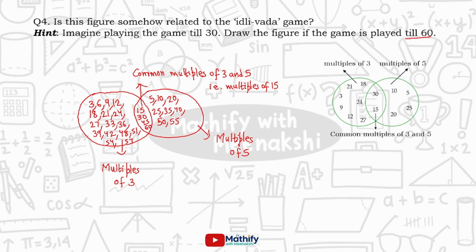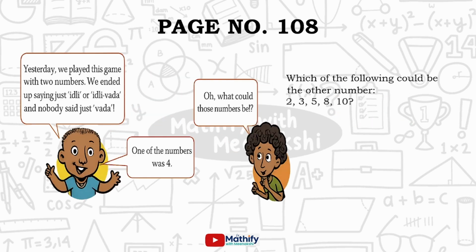Now let's move to one extra question that's given on page number 108 of your book. Here we have two boys. The first boy said, yesterday we played this game with two numbers. We ended up saying just idli or idli vada. That means nobody said vada. The second boy said, oh, what could be those numbers? Then the first boy replied, one of the numbers was 4. So now the question is, which of the following could be the other number? 2, 3, 5, 8 or 10.